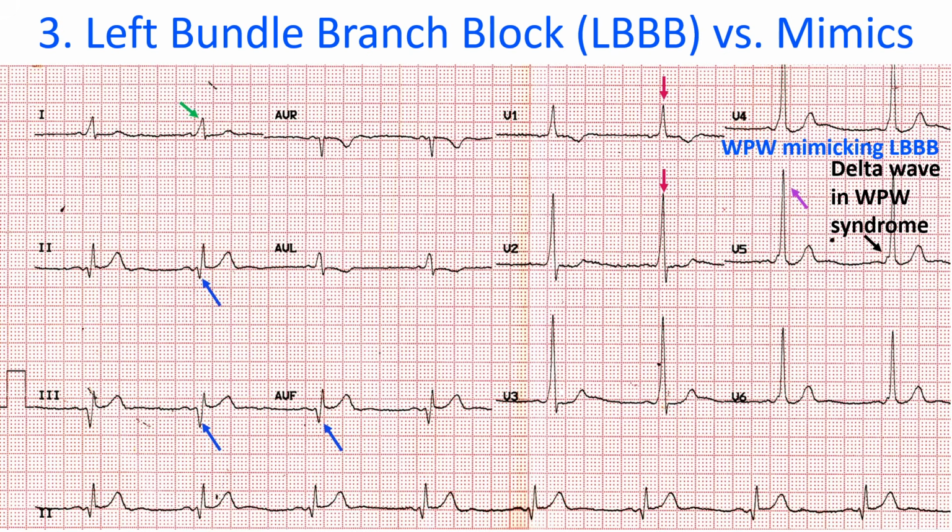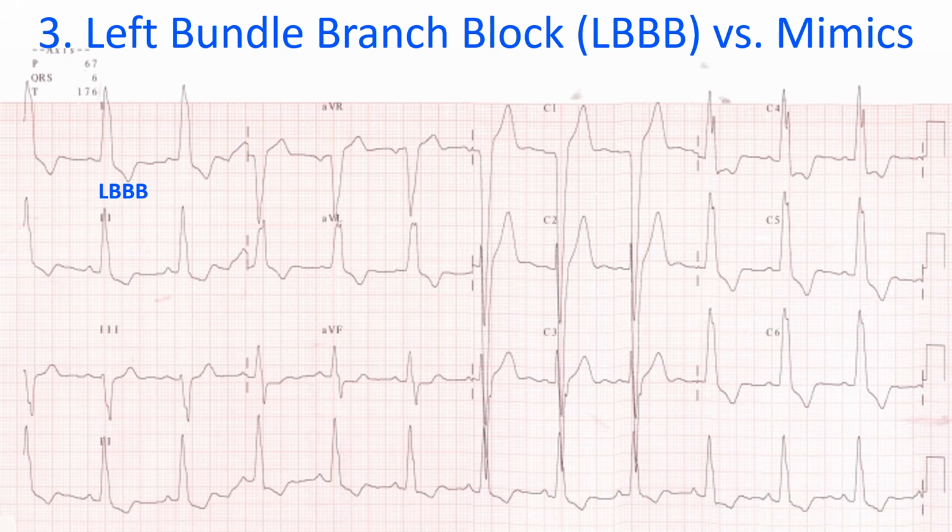The differentiator: WPW, look for the delta wave, a slurred upstroke at the beginning of the QRS, and a short PR interval less than 120 milliseconds. Hyperkalemia, look for the sine wave appearance. The QRS will be wide, but you will also see peaked T waves and a flattening or disappearance of P waves. True LBBB requires a QRS duration of 120 milliseconds or more, a broad notched R wave in lead I, aVL, V5 or V6, and the absence of Q waves in those same leads.